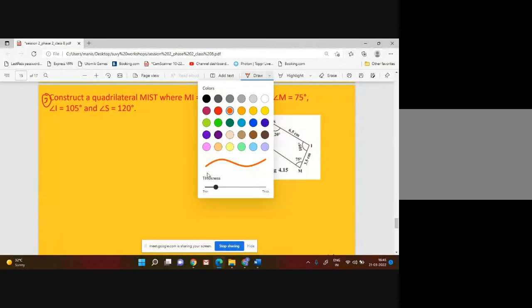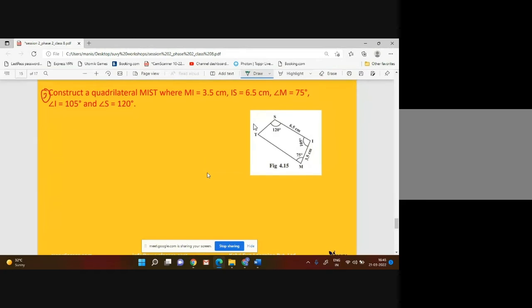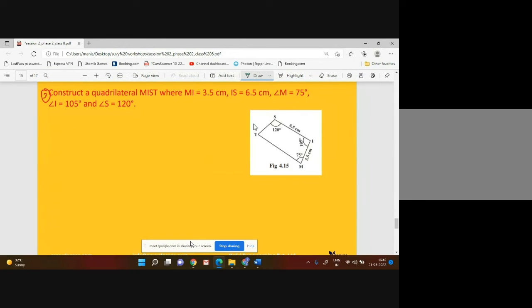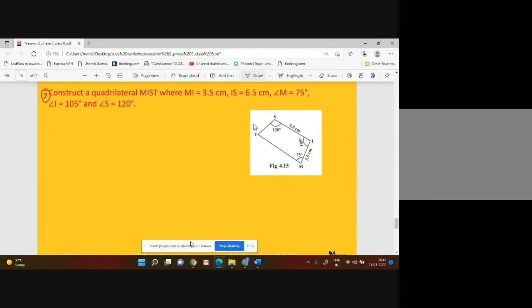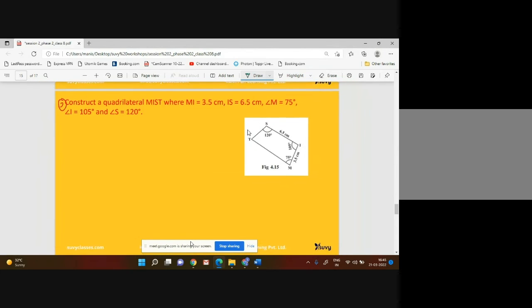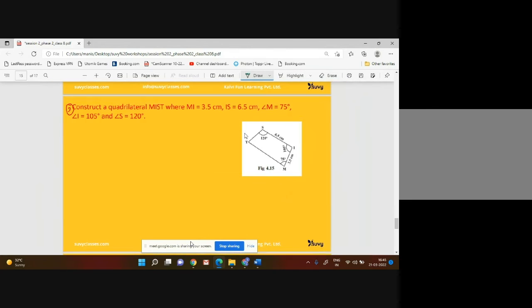Yes. See. What you can say now? Ma'am, I can say that MI is equal to 3.5 cm. IS is equal to, firstly, you will draw a line of SI. You can draw SI of 6.5 centimeter. 6.5. Okay. Yes. Okay, ma'am. Ma'am, I name it as IS, not SI. No problem. You can take anyone. Okay. I've drawn.